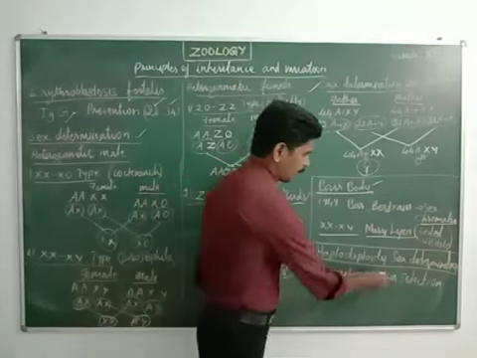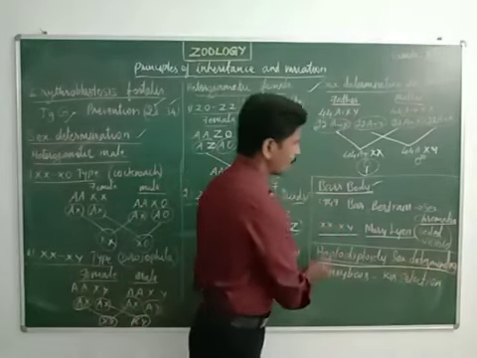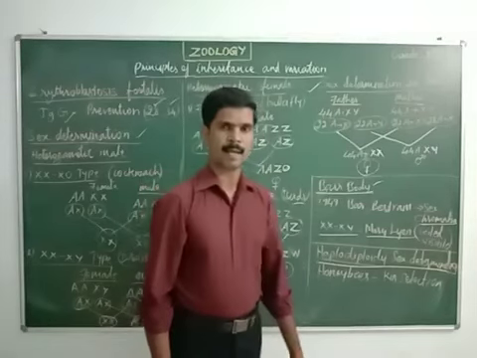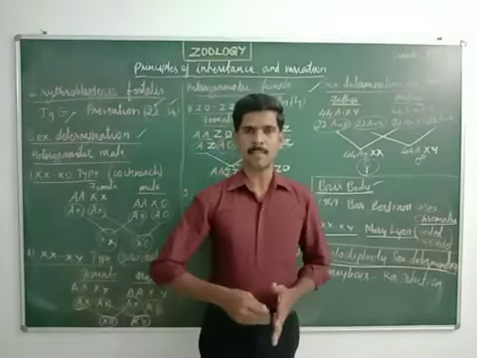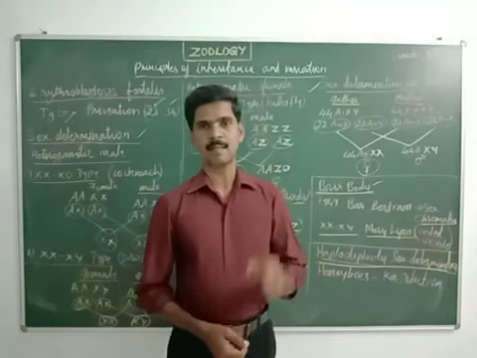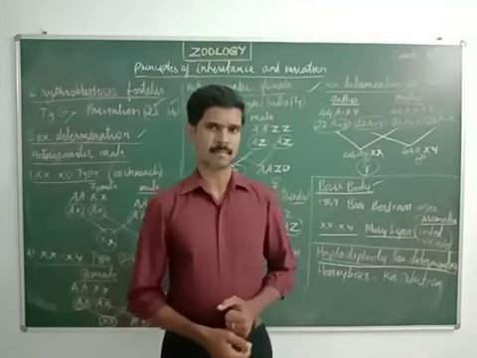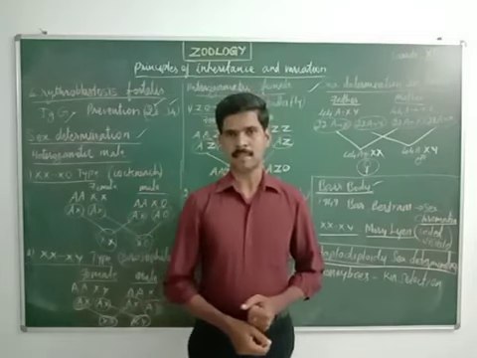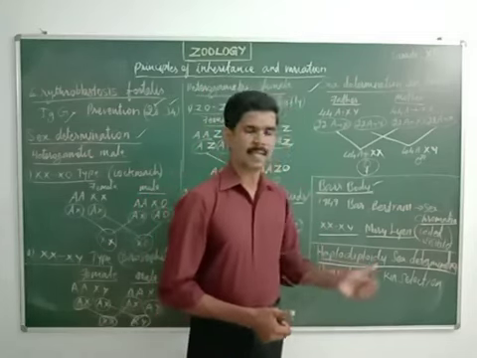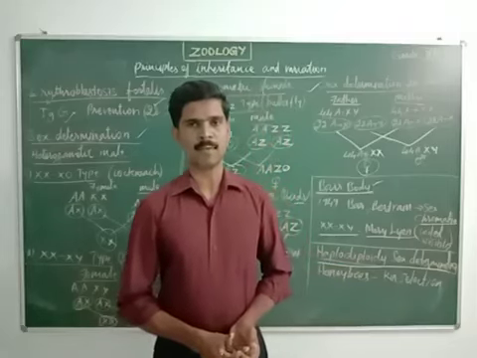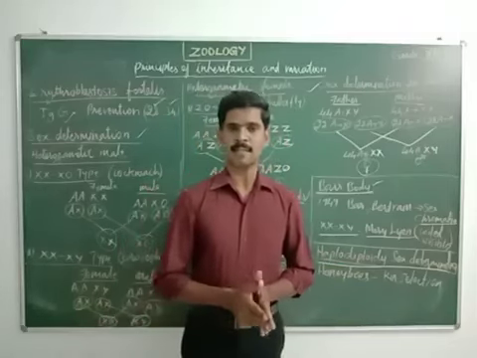Then the last topic is haplodiploid sex determination. We can see a special type of sex determination in some insects like honeybees. So that type of sex determination is called haplodiploid sex determination. So listen very carefully.